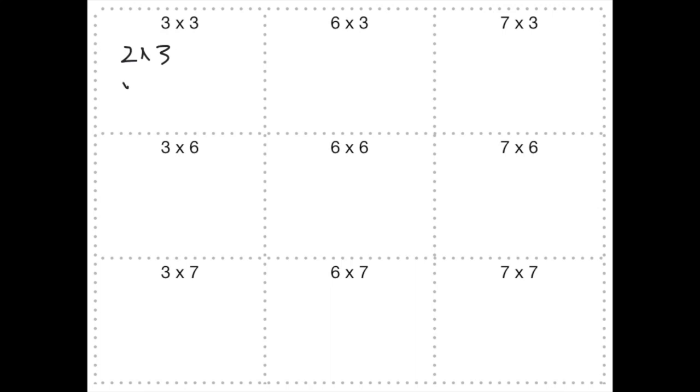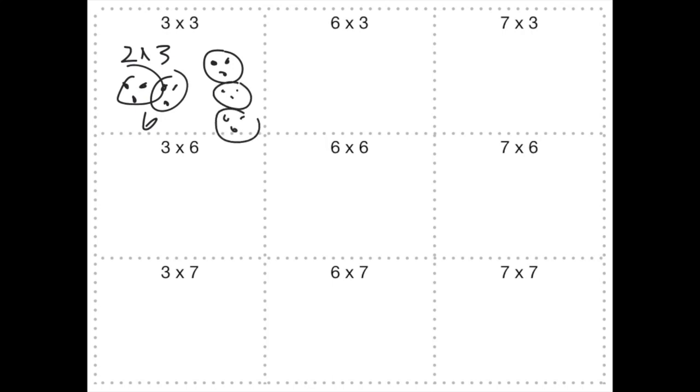So if we know that 2 groups of 3 is 6, which students should already know from their 2 times table, then what they want to recognize is what will happen when we add one group of 3. So if 2 times 3 is 6, 3 times 3 has to be 9. From there, they can start working with 3 times 6.